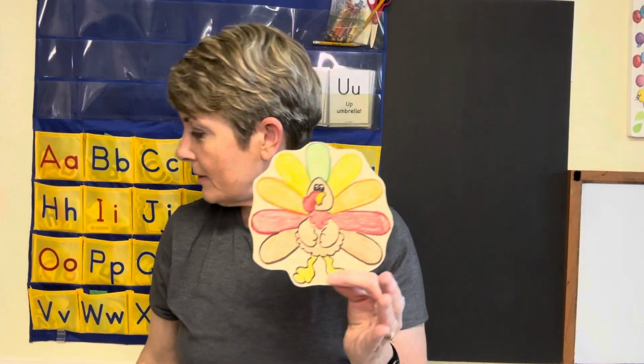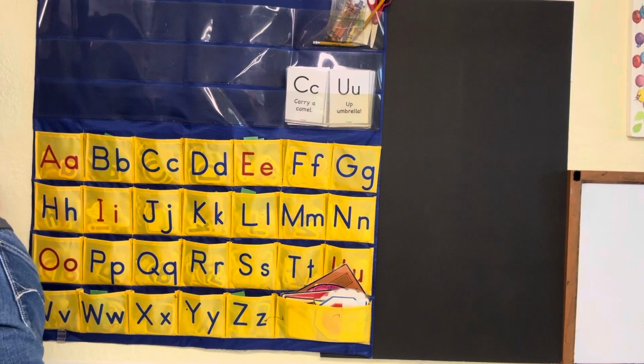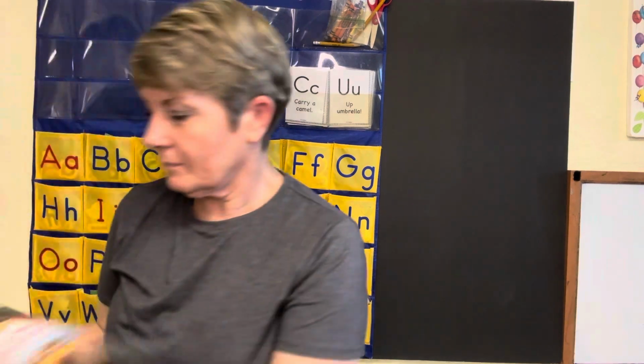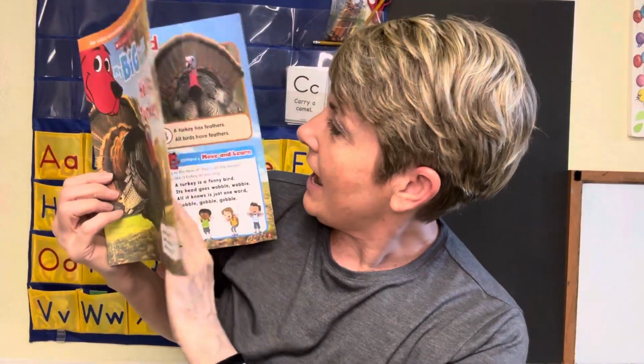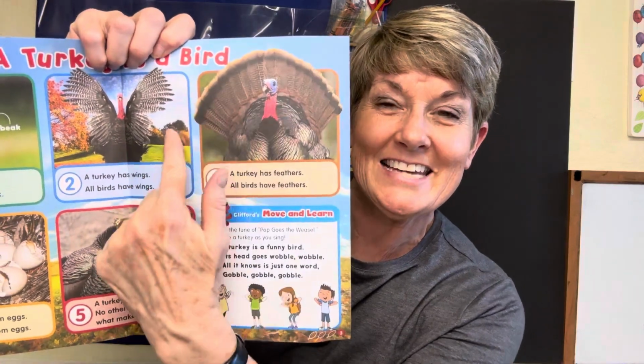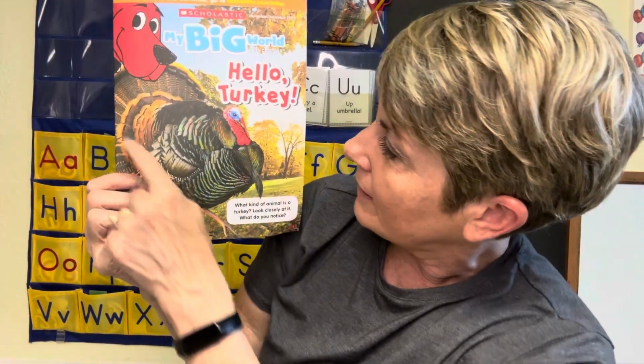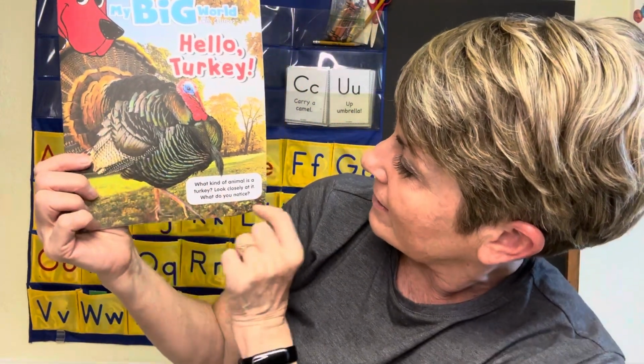Oh, you know what? I'm going to get a picture of a turkey. I forgot to get it down here so you could see it. Here's a turkey right here. And look at that tail. He's spreading out his tail. Isn't that huge? Let's look at this turkey and then we'll sing the turkey song.